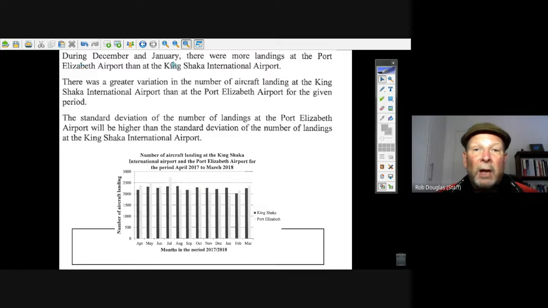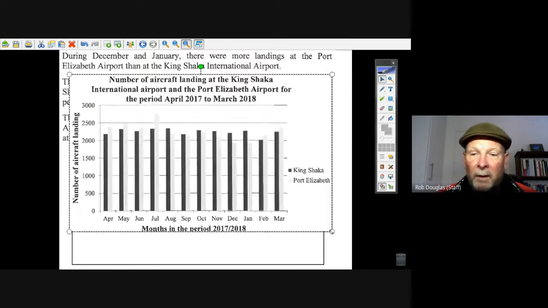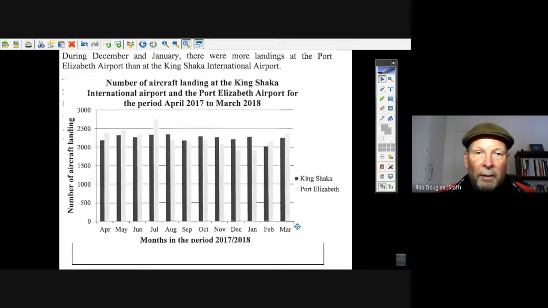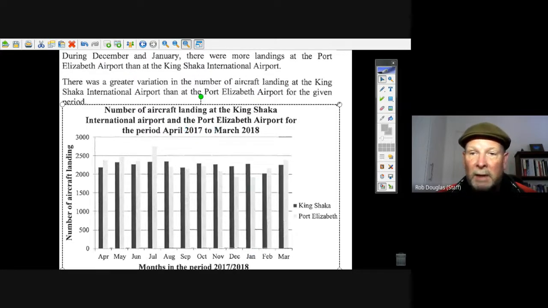During December and January, there's more landings in Port Elizabeth than King Shaka. Okay, I'm going to make the graph real big so we can see it. More landings in Port Elizabeth. So let's go to December and January. Well, Port Elizabeth is the blue one, and the black one is King Shaka there, the black bar. Hey, that dark bar over top of King Shaka is bigger than that. That one can't be wrong. King Shaka is more in December and January than Port Elizabeth. So that first statement is wrong. Ooh, now we got a 50% chance of getting it right.